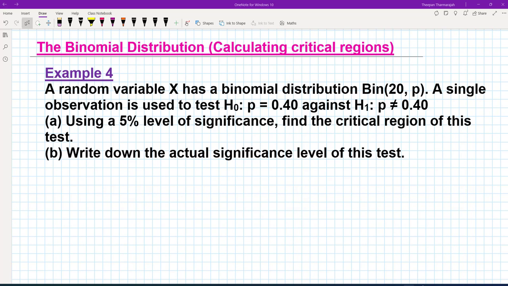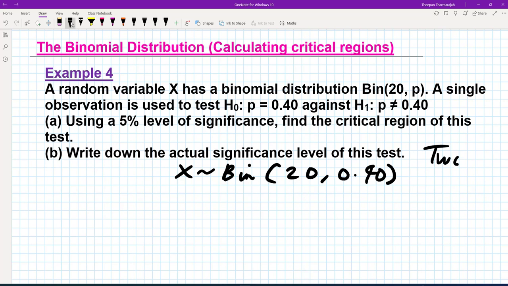Okay, welcome back. So the question states a random variable X has a binomial distribution, that X follows the binomial distribution of n being 20 and the hypothesized probability to be 0.40. And we know it's a two-tailed test because p is not equal to 0.4. So we can say it's a two-tailed test, half the level of significance, which is 0.025. And what we want to do is to find the corresponding critical regions.